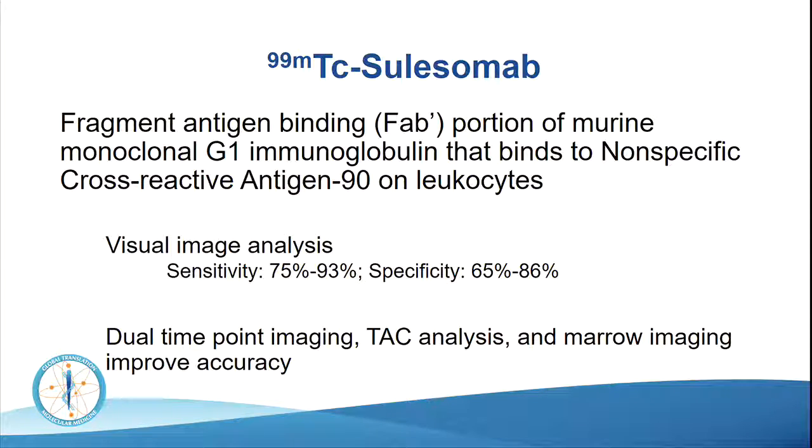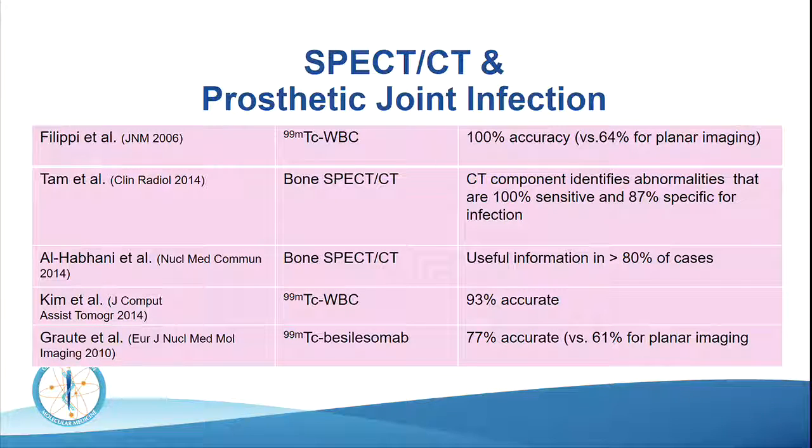Both besilesimab and sulesimab have limited availability. What about the role of SPECT CT in prosthetic joint infection? Well, Filippi et al. a few years ago looked at technetium-labeled white cells and reported 100% accuracy versus 64% accuracy for planar imaging. Tam et al. looked at bone SPECT CT and reported that the SPECT CT component identifies abnormalities that are 100% sensitive and 87% specific for infection. Al-Ibnani et al.